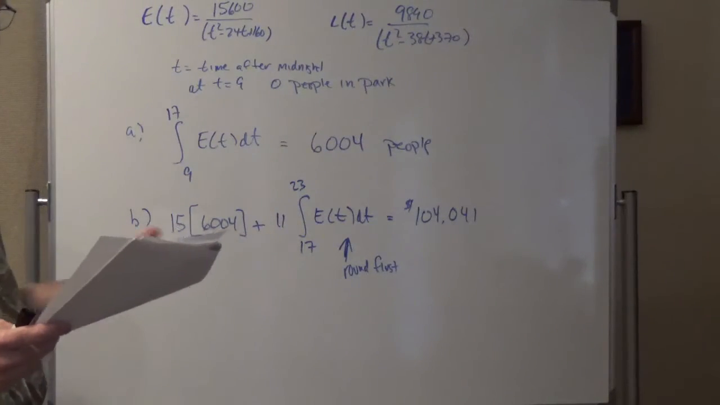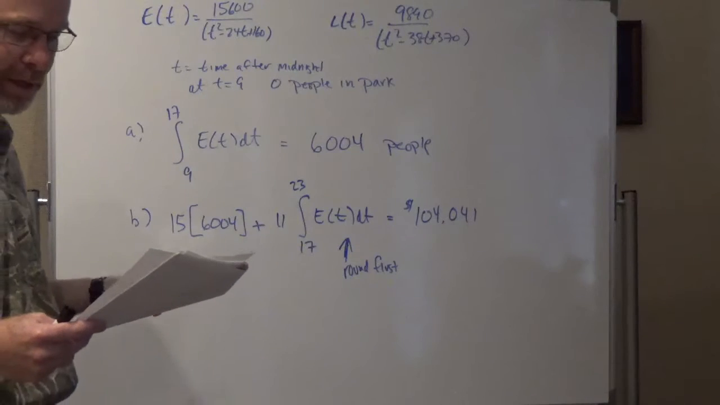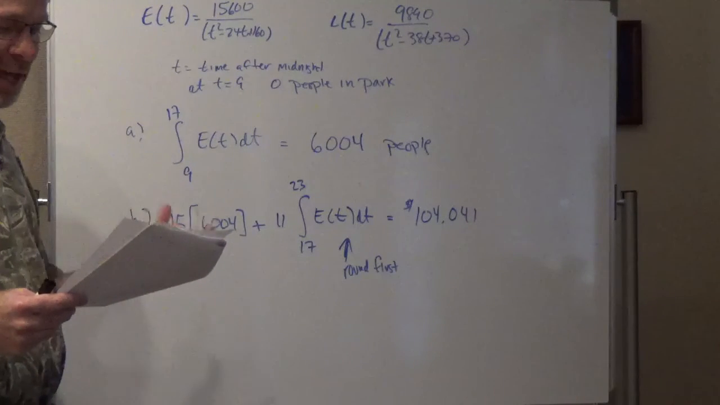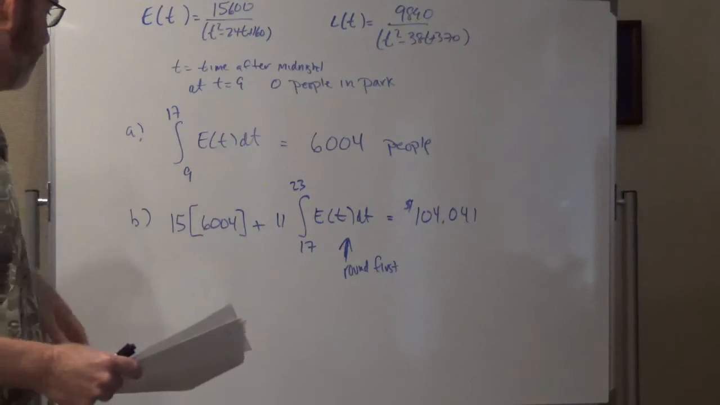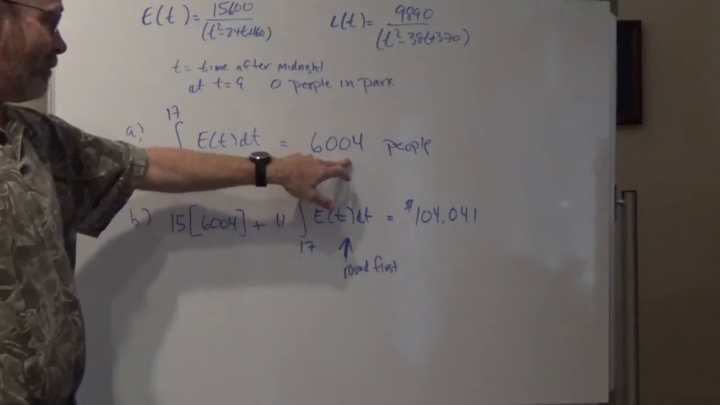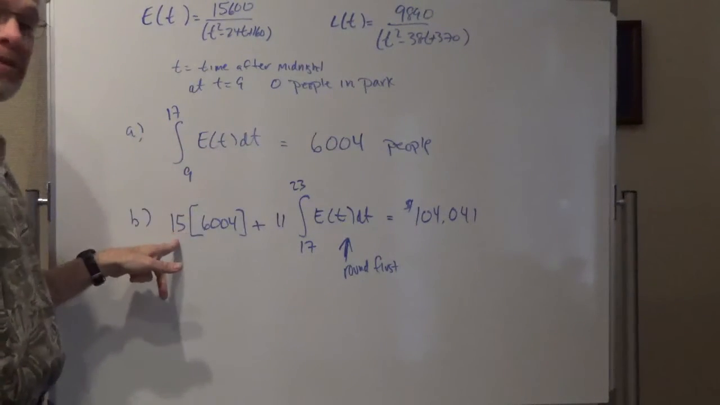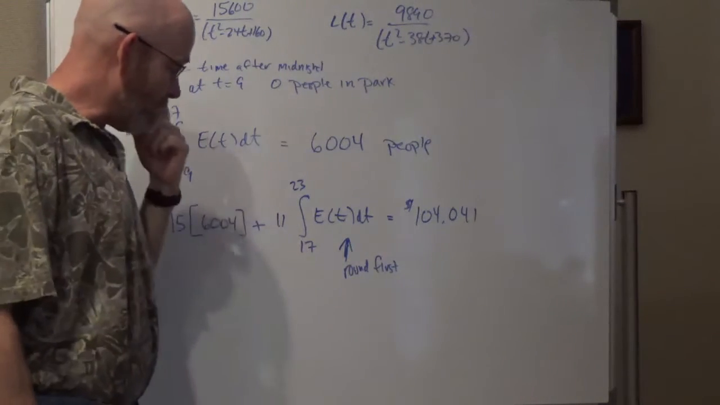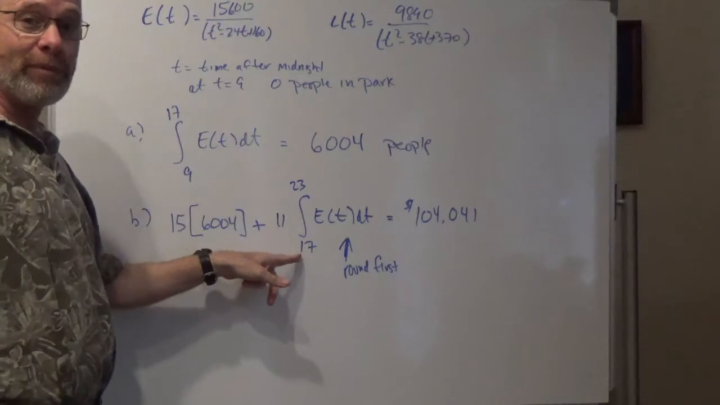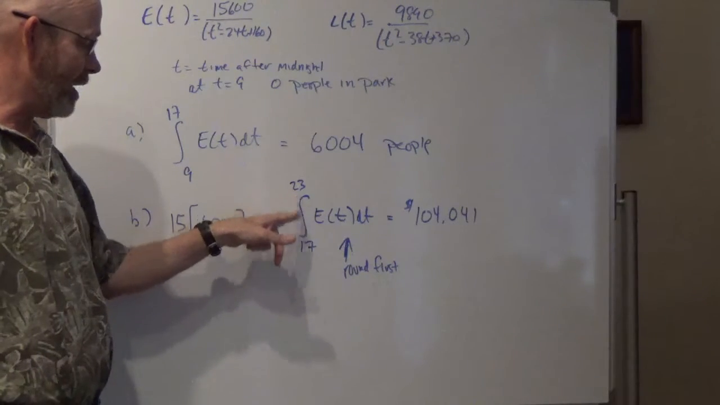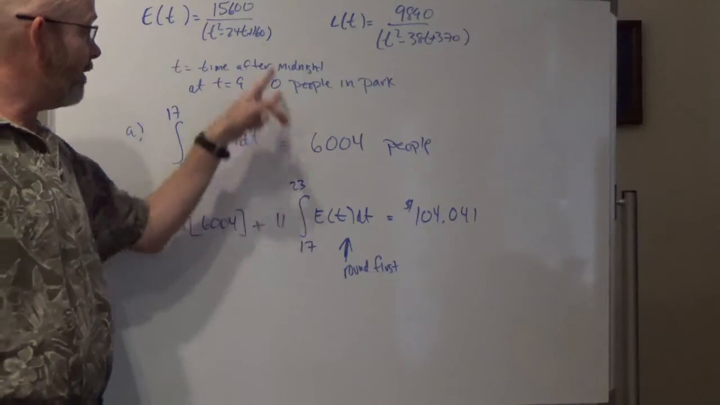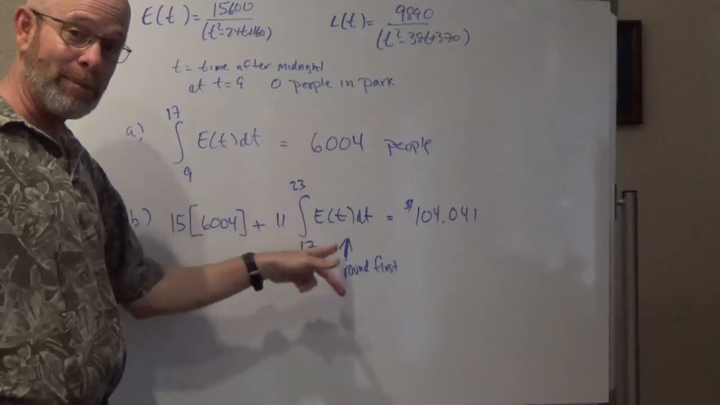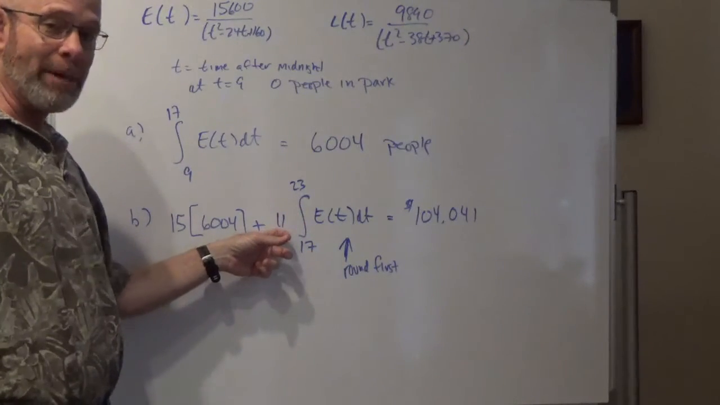Question 2 says it was $15 before 5 p.m. and then after 5 p.m. it was $11. How much money was collected? So we know that 6,004 people went in before 5 p.m. at $15 a person, so I started with that. And then I integrated from 5 o'clock to 11 p.m., 17 to 23 of that same enter. This was going to tell me how many people went in at that time, and multiplied it by $11.